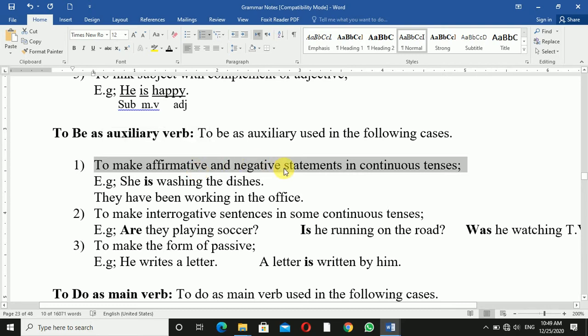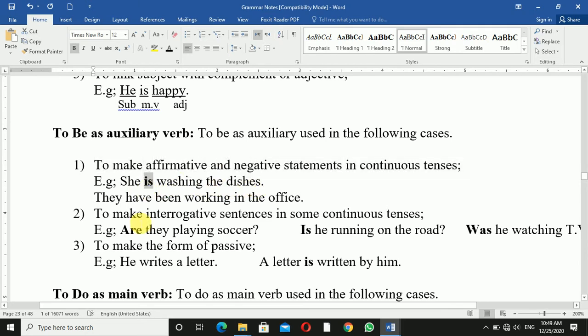Without to be verbs we cannot form any continuous tense. If it is any continuous tense, there should be to be verbs. So without to be verbs we cannot form any continuous tense. Remember this and bear this in your mind. For example, she is washing the dishes. Here is is the to be verb.